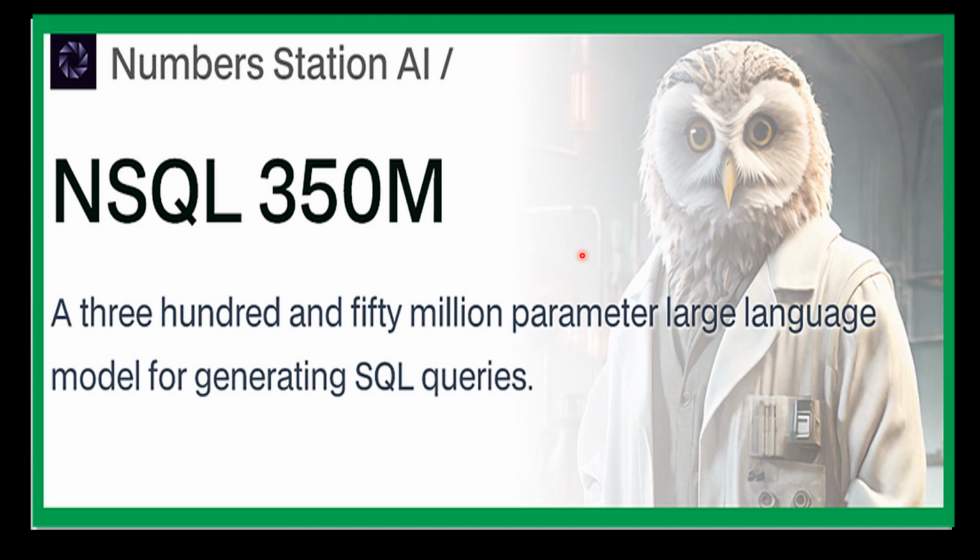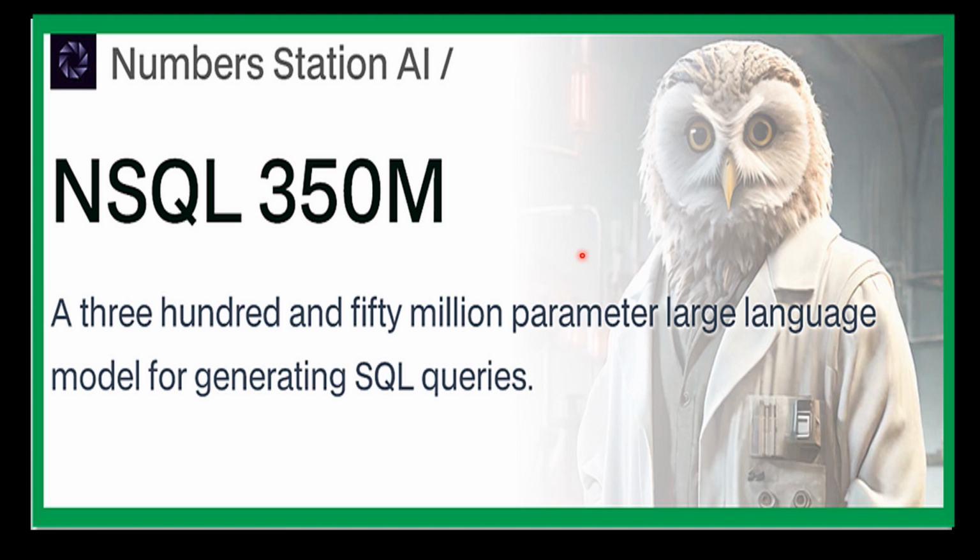For instance, a user might ask, what was the total sales revenue for product A last month. So here the NSQL 350M LLM can process this question, understand the relevant data requirements, and then generate an appropriate SQL query such as: select sum revenue from transactions where product ID is A and date between 1st March 2022 to 31st March 2022. This SQL query can then be executed to retrieve the required data from the campaign's database, and the chatbot can provide the answer to the user.